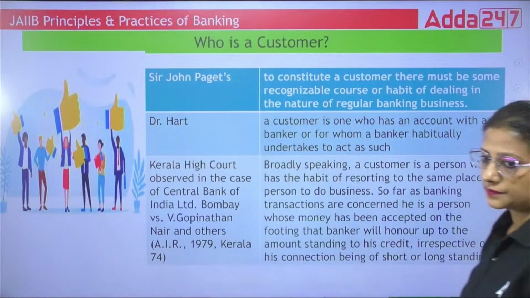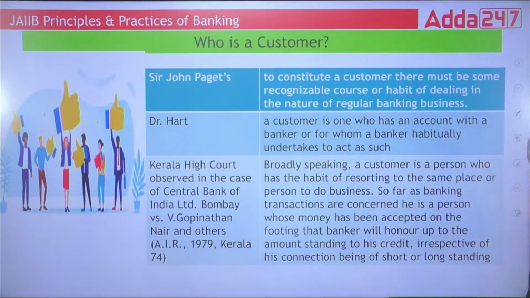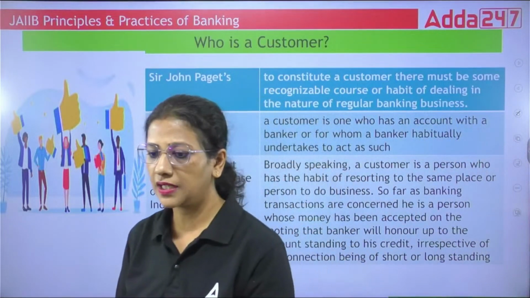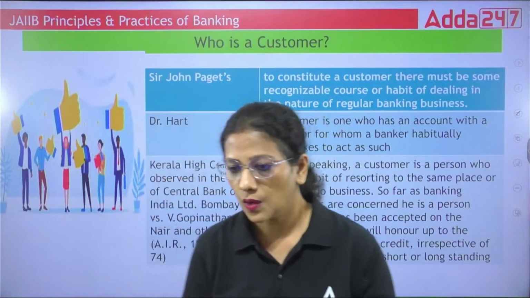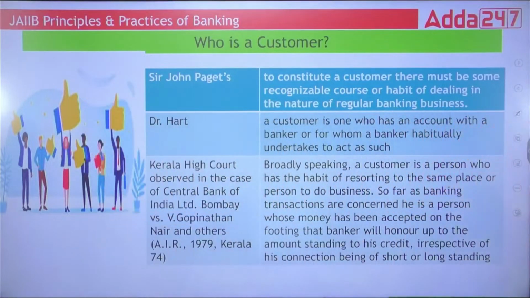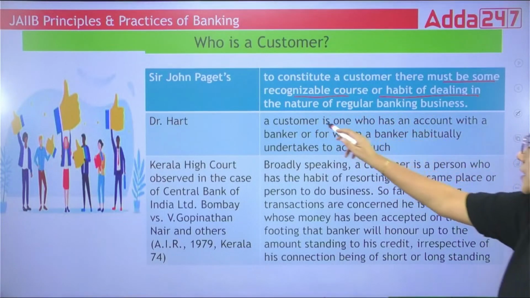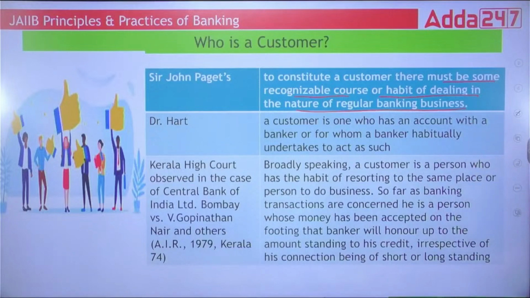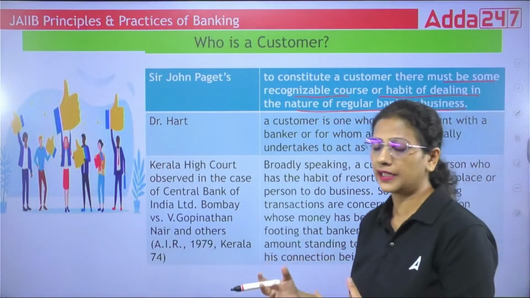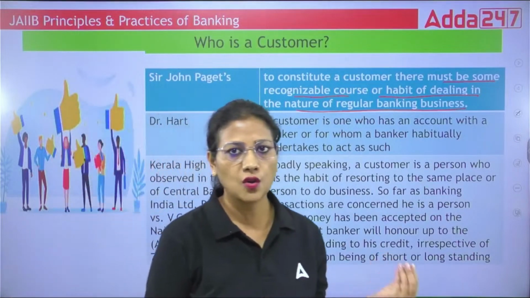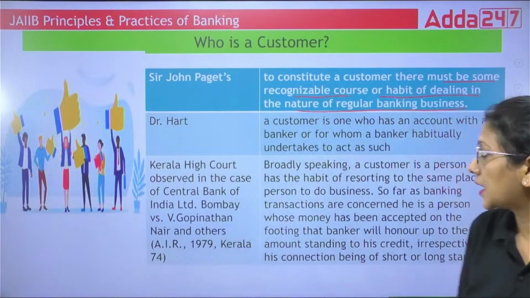Next comes, who is a customer. A customer is defined by different people in different ways, and there are three cases in which we'll be defining who is a customer. As per John Paget's definition, to constitute a customer there must be some recognizable course or habit of dealing in the nature of regular banking business. So there should be a habit of dealing: the customer is depositing money, withdrawing money, coming for drafts or FDs, so they will be our customer.